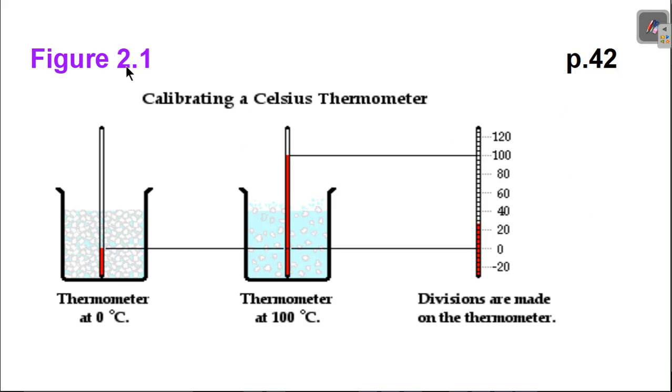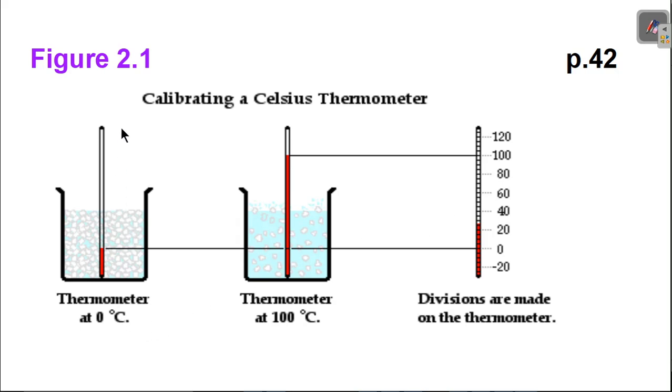So in figure 2.1 on page 42, they tell you how a thermometer is calibrated. You put the thermometer in a beaker, in a container that has ice. To be able to calibrate anything, you need to go with physical properties of water that you are familiar with. You know that water freezes at 0 degrees Celsius, okay? And you know the water boils at 100 degrees Celsius. And if you don't know that, you're going to have to memorize that for this course, not only in Celsius, but in Fahrenheit and Kelvin as well.